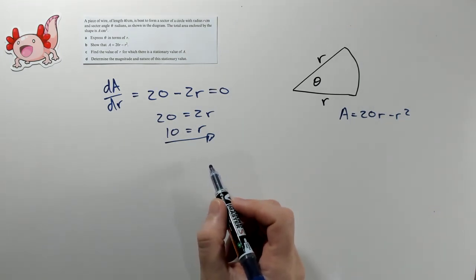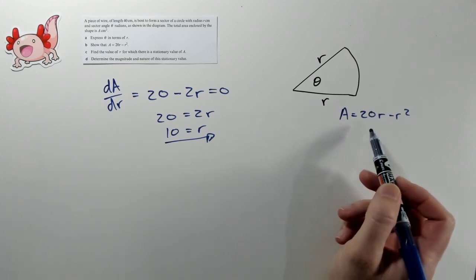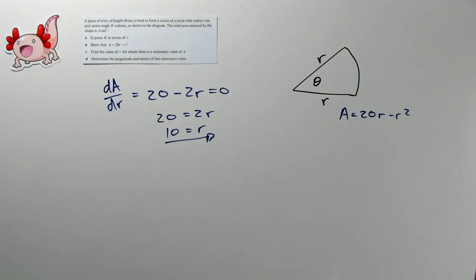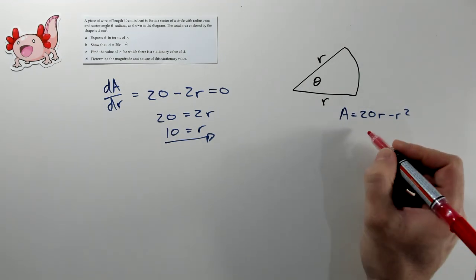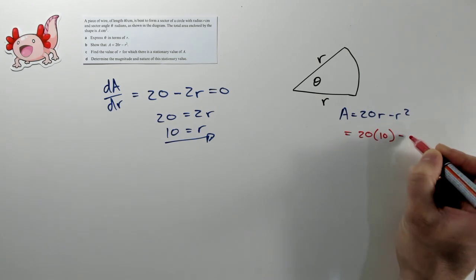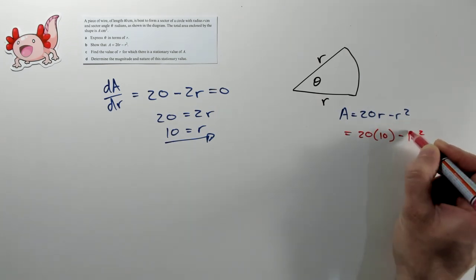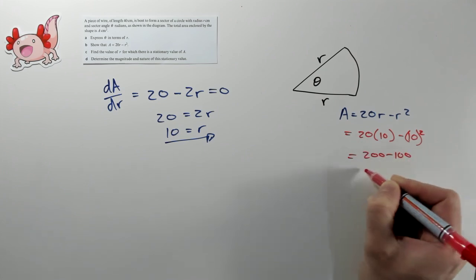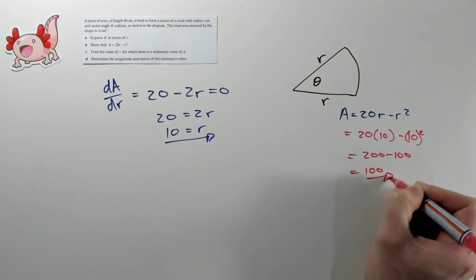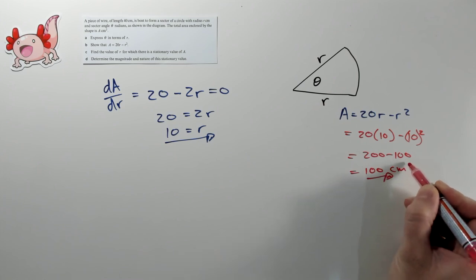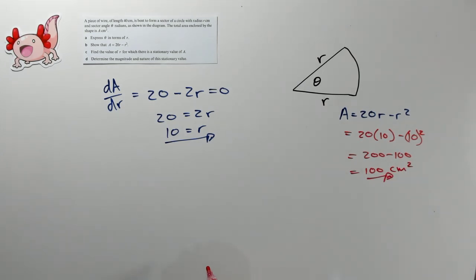To get the nature we'll do the second derivative, but let's just do the magnitude first. So I know r is 10, so all I have to do is substitute 10 in here. So 20 times 10 minus 10 squared, and that would be 200 minus 100, which would just be 100. So the magnitude is 100, and our units are square centimeters, as I said.